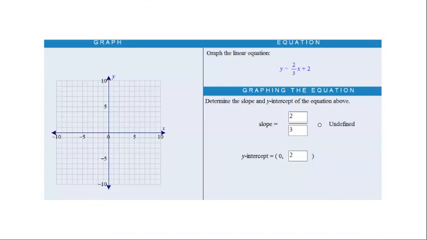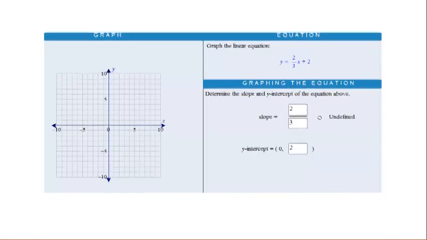Alright, in this example, they are literally just asking for the information at first that the y equals mx plus b form gives us. And by looking at it, we know that 2/3 is the slope, because 2/3 is where m should be, right? And we know that the y-intercept is 0, 2, because we have a 2 where the b would be.